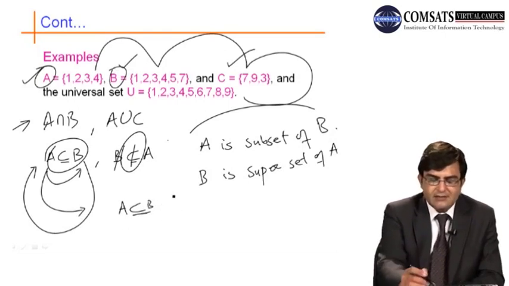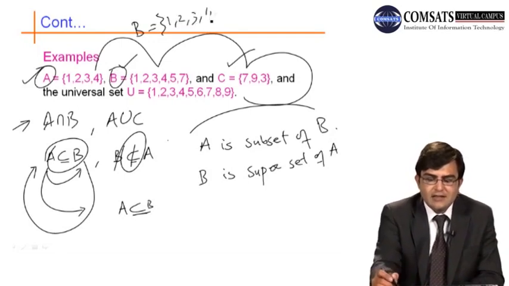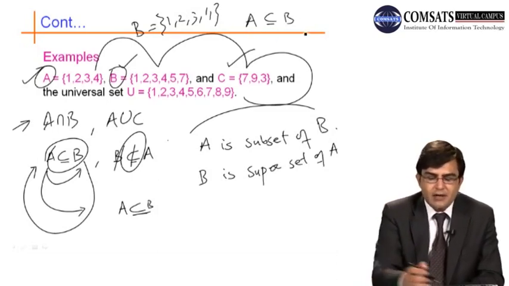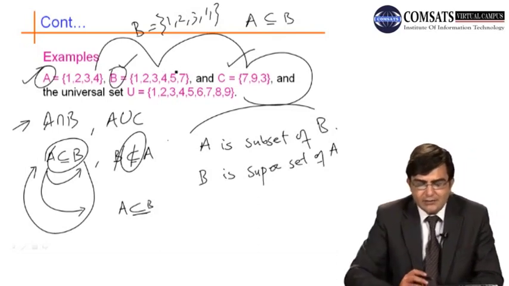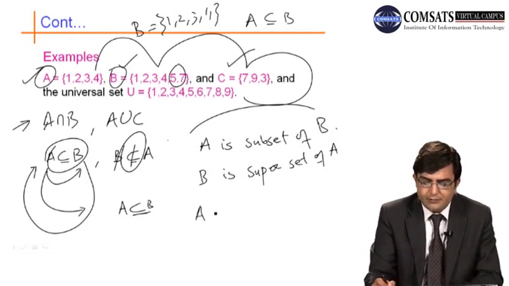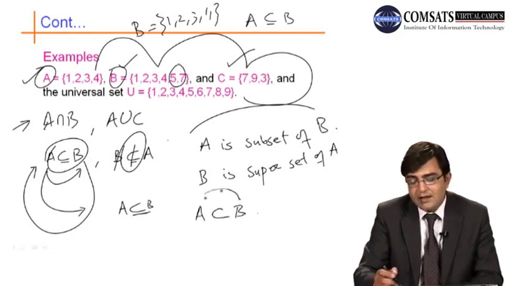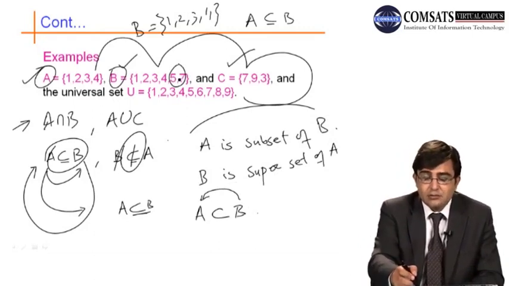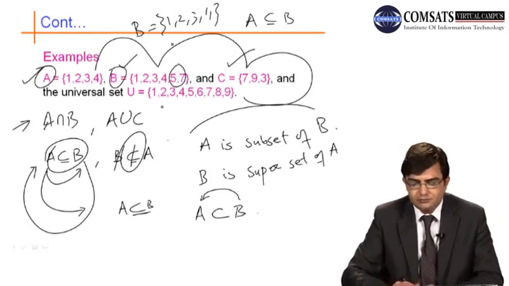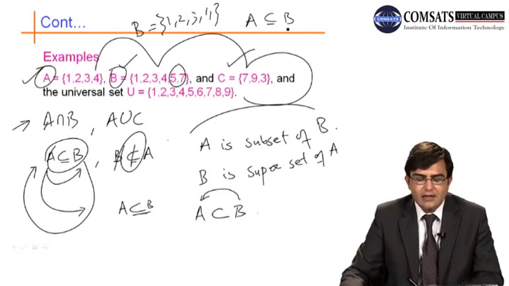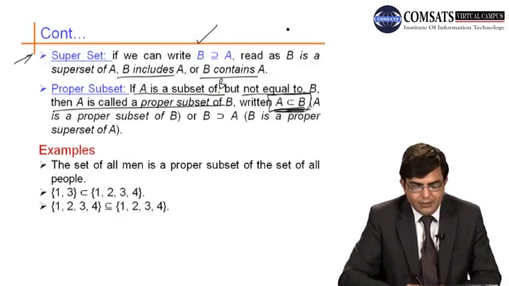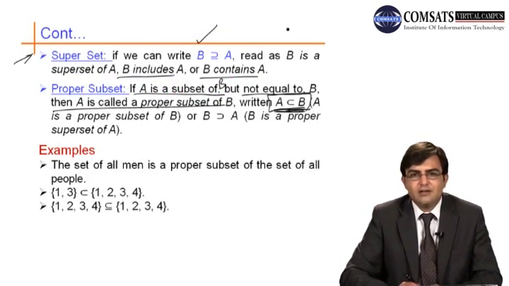For example, if we have A this and we have B, again 1, 2, 3, 4, then in this case A is an improper subset of B, meaning A may be equal to B. But here in this case B contains 2 extra elements than A. In this case A is a proper subset of B, meaning B is a superset of A, because B has 2 other elements than A. So we say that A is a proper subset of B, or B is a proper superset of A.